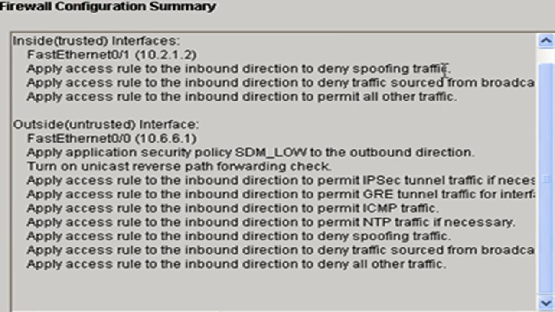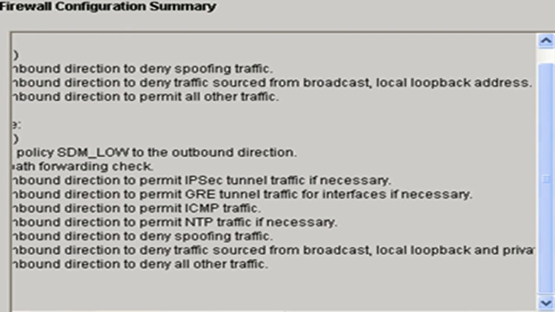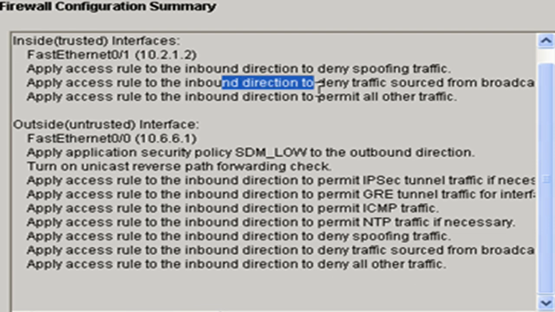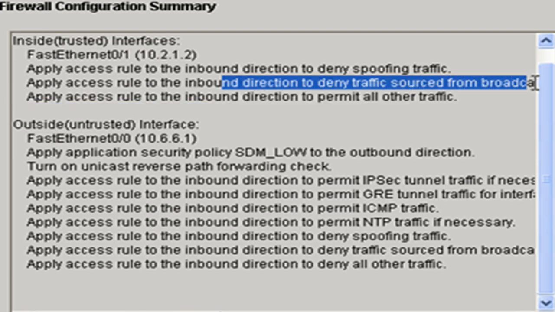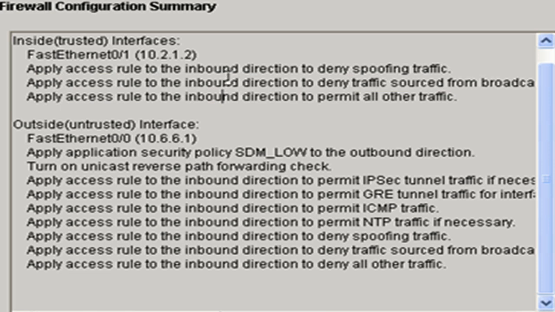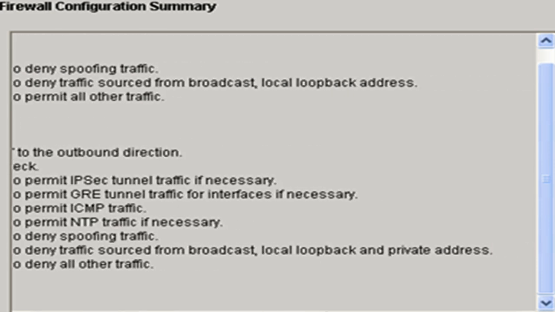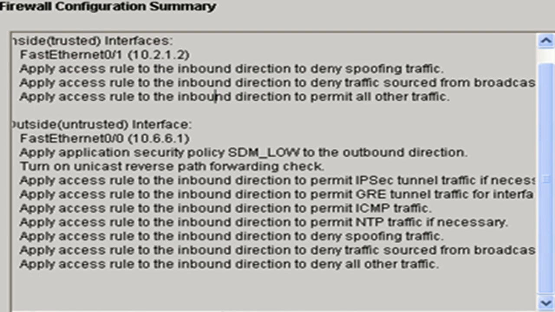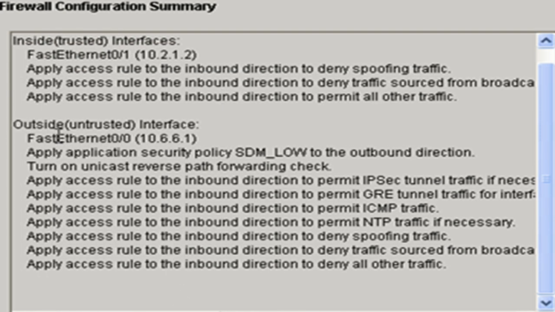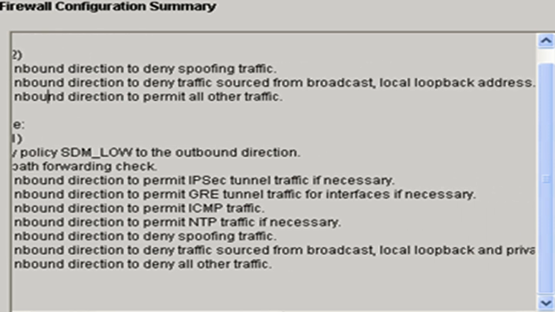Notice what it says up here to deny spoofing traffic. Apply access rule to the inbound direction to deny traffic sourced from broadcast and local loopback addresses. We talked about that earlier, that we want to watch that spoofing traffic and then the broadcast, and additionally here the local loopback addresses. Now let's look at what is being applied to the outbound interface. And this is all inbound, so we are doing something to inbound traffic here.